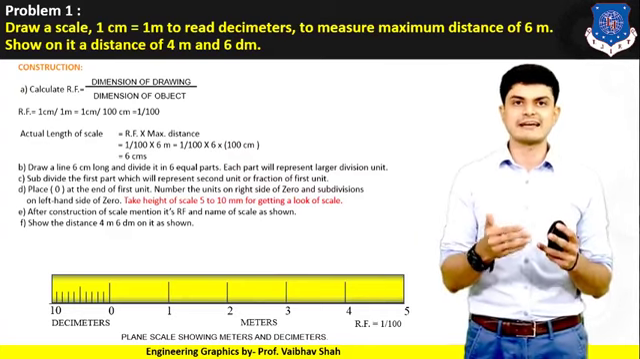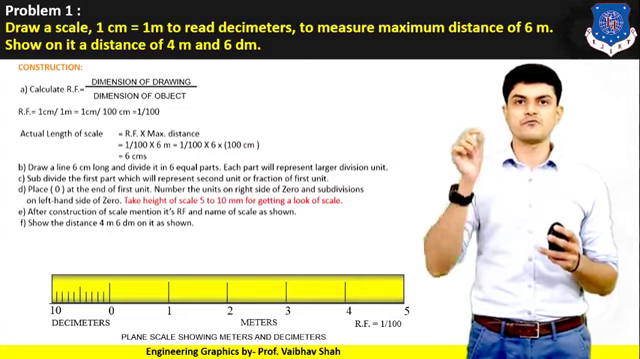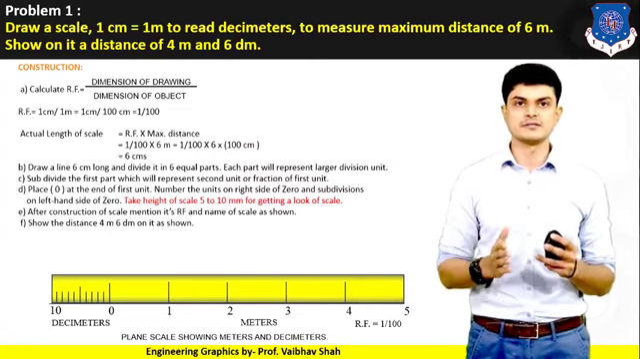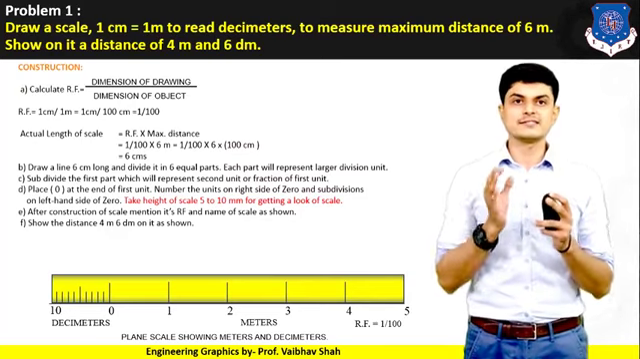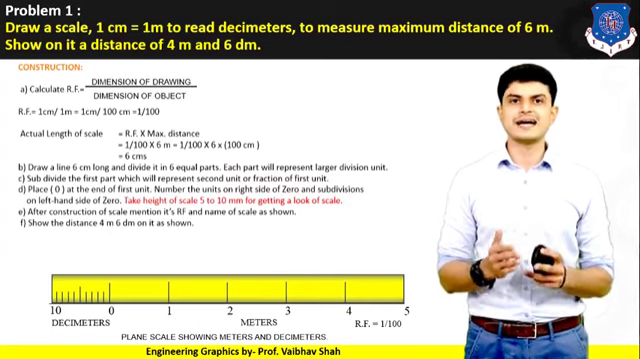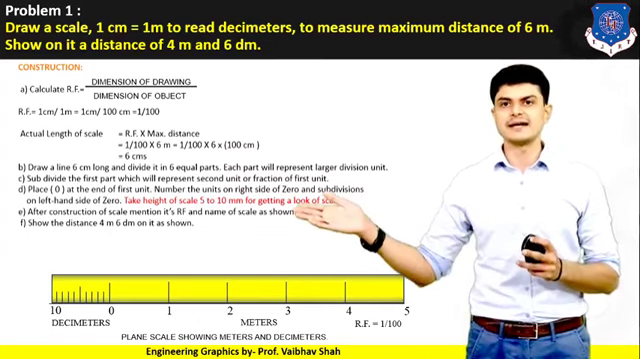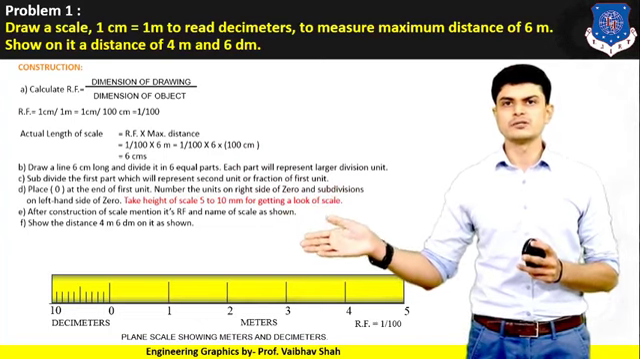Now let us jump to the second sentence, which says: show on it a distance of 4 meters and 6 decimeters. So how to show this distance on this line? Let us start from 0 on the left hand side. Let us calculate 0, 1, 2, 3 and 4.